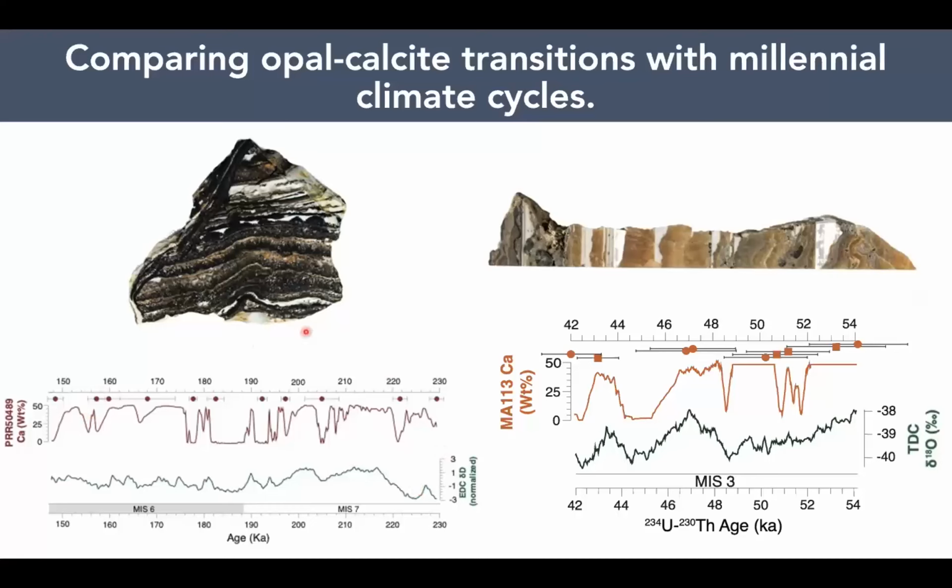And so you can see the sample here on the left, that one's being precipitated between 230 and 150,000 years ago, and the sample on the right is being precipitated between 54 and 42,000 years ago. So 100,000 years worth of time collectively with these samples. And a first order observation that we made was that the opal layers are occurring quasi-episodically, where in this sample on the left, you get an opal layer about every 10,000 years, and in the sample on the right, you get an opal layer about every 2,000 years.